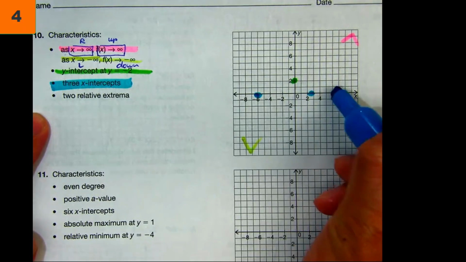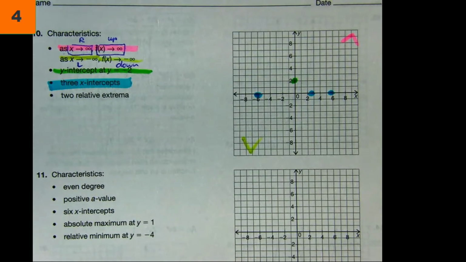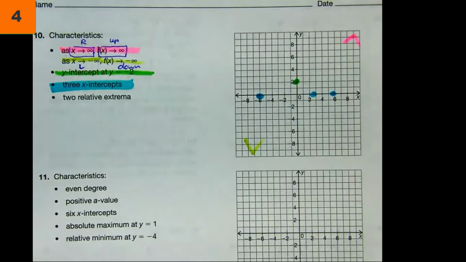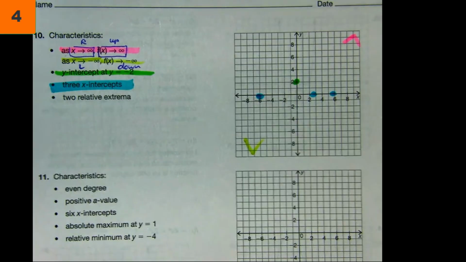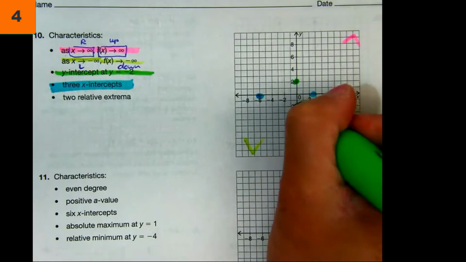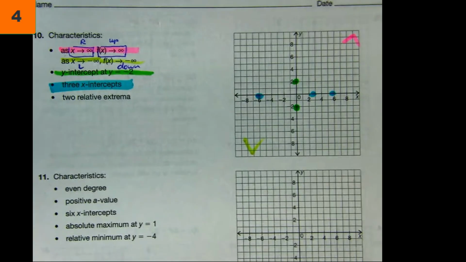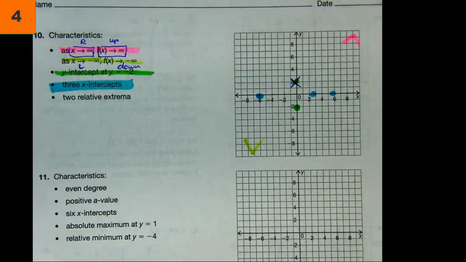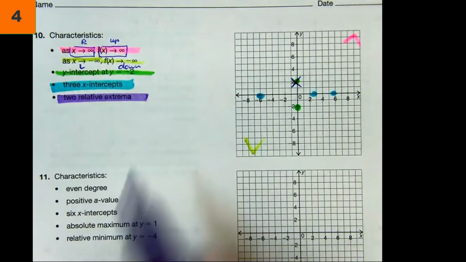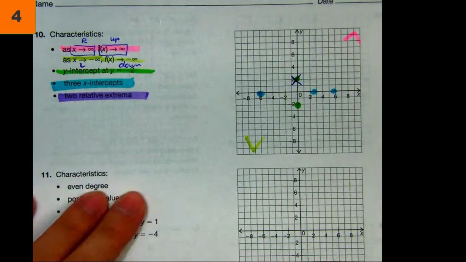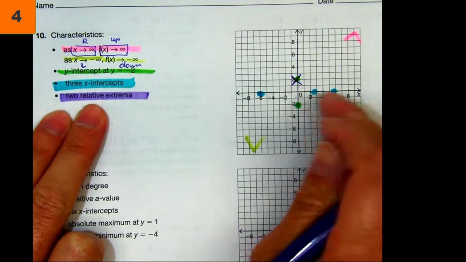And then it says 2 relative extremas. Say again? Oh, good job, you. -2. Thank you. And then 2 relative extremas. Those are just some high points and some low points. I'm going to put those between my x-intercepts. So how about something like right there and one in between there.